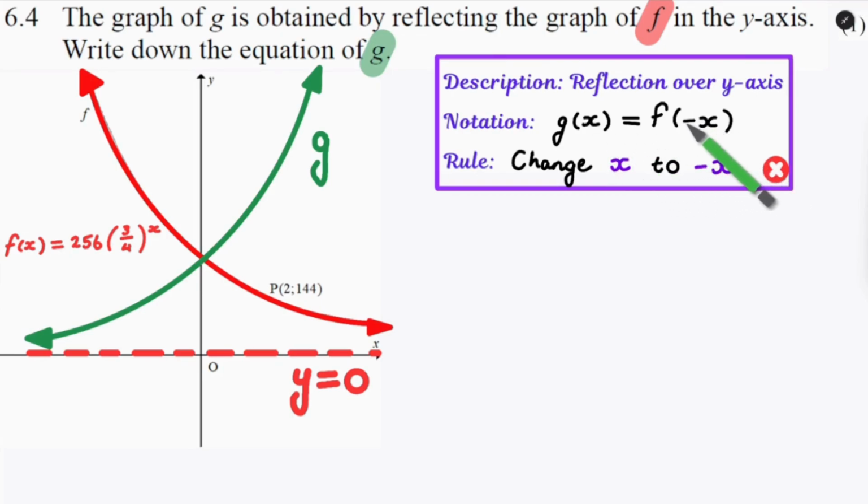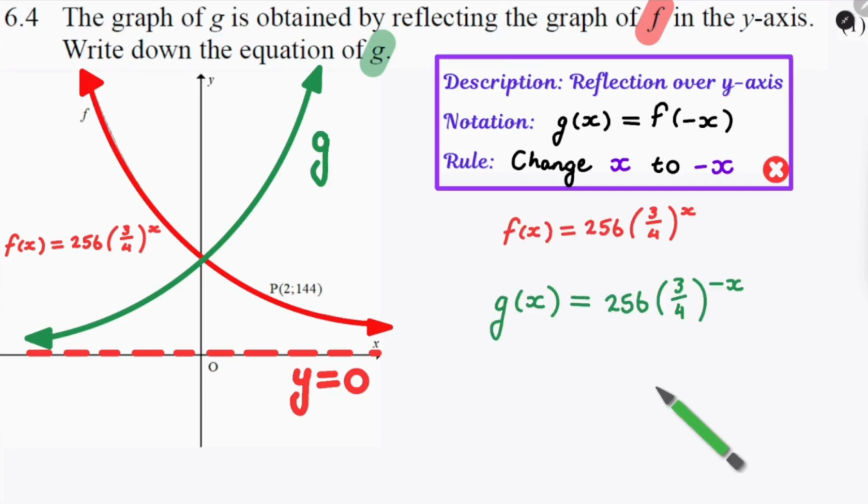So if you see the negative inside the bracket in front of x, the rule is to change x to negative x. So that's exactly what we do to get its equation. We just change this x to a negative x, and then it's g of x's equation. So we use the red graph because that's the one that's being reflected, and then it's as simple as that.